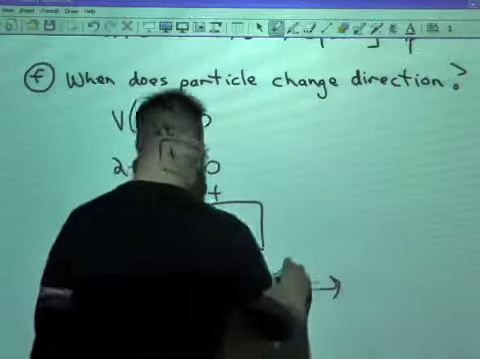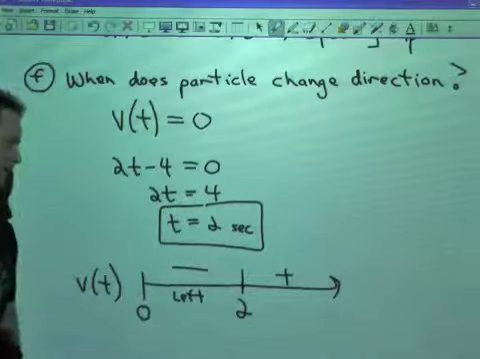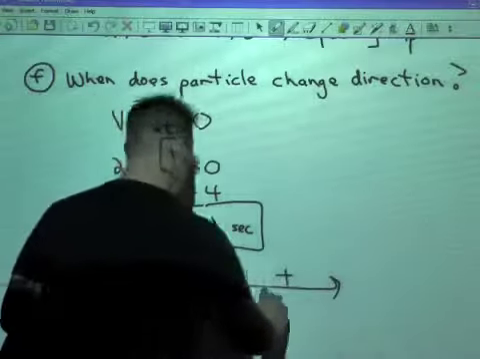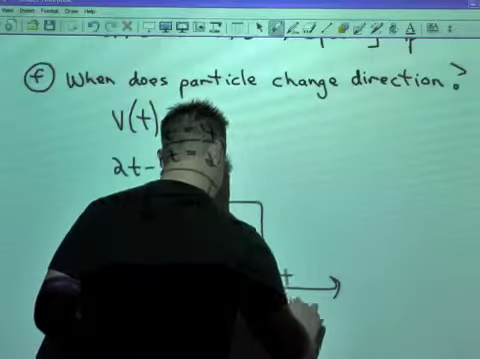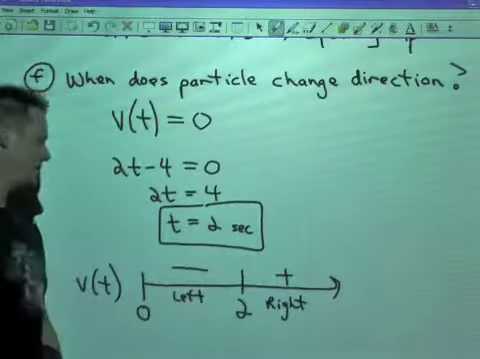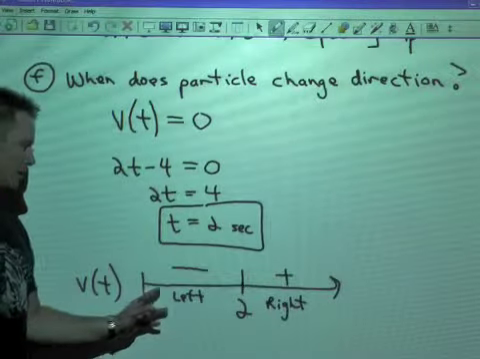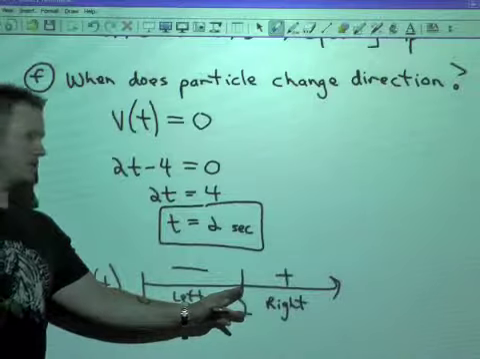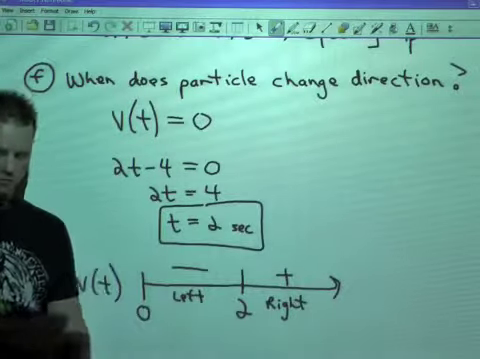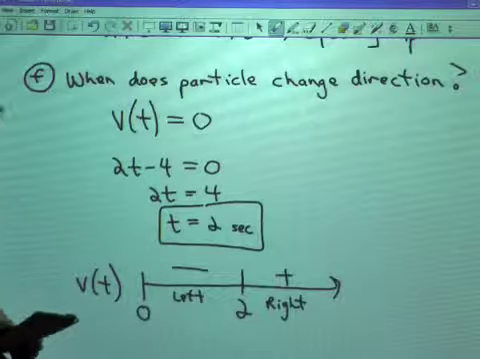is 2. In any case, we know that the velocity out there will be positive, which means that the particle is traveling to the right. So not only can we figure out that the particle changes direction at 2, we can say that it's going to the left, and then it changes directions and starts going to the right. Okay, be a little bit more specific about that.